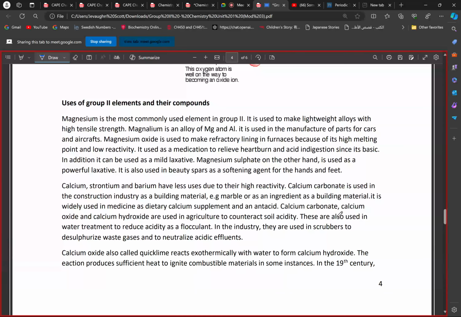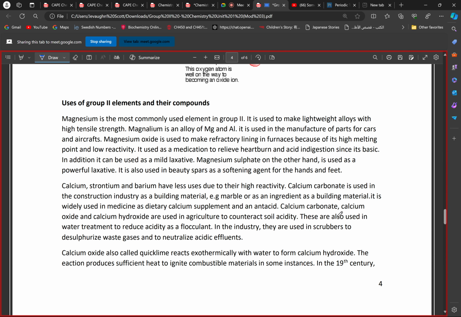So we can use magnesium as an alloy, right? It is used in the manufacture of cars and aircraft. And we also have magnesium oxide, which is used in the refractory lining of furnaces because of its high melting point and low reactivity. So we know the melting point and reactivity of our substances, so we should be able to relate them, right?